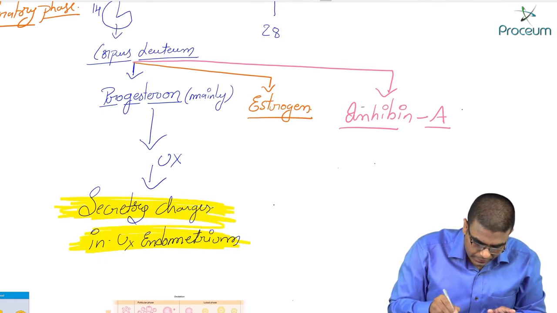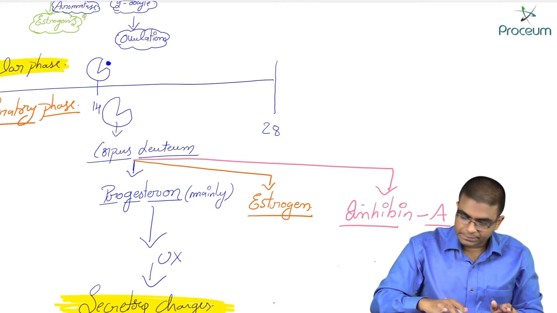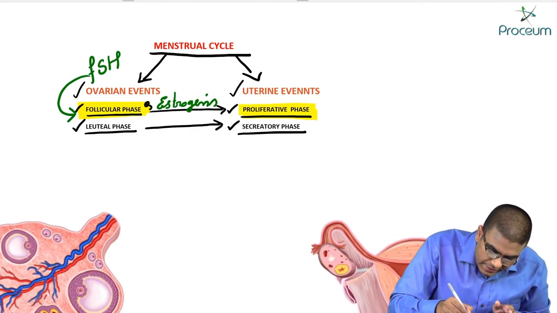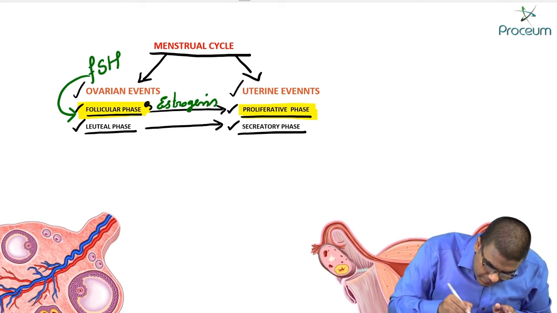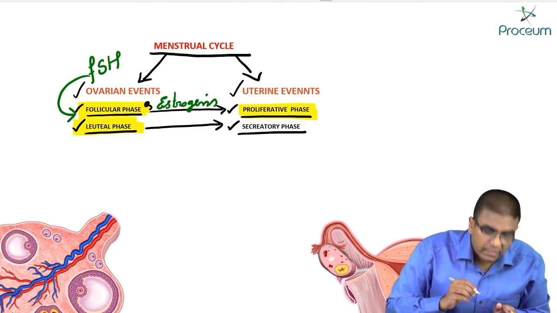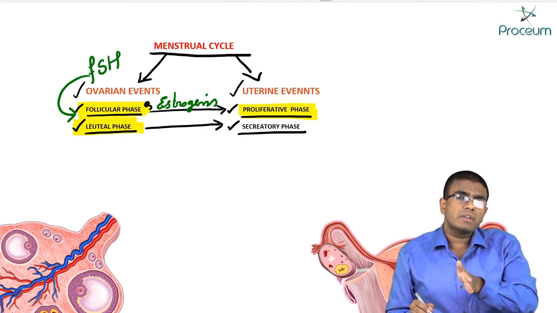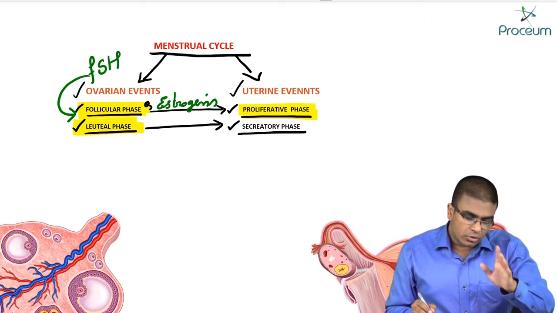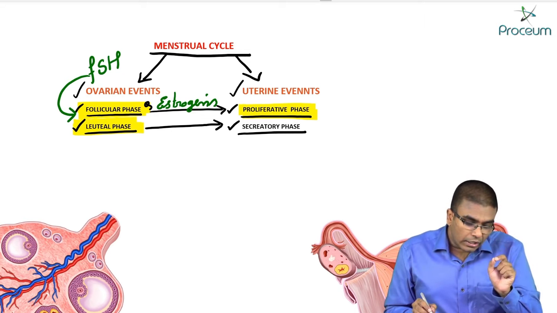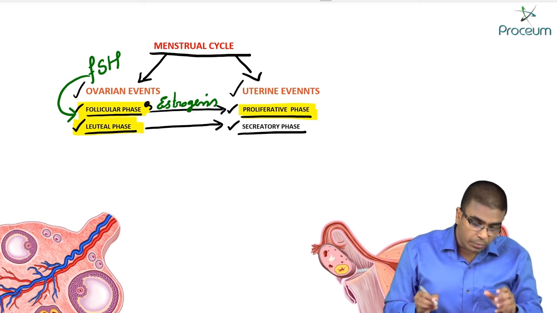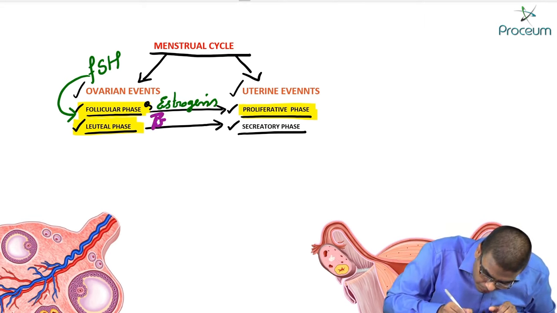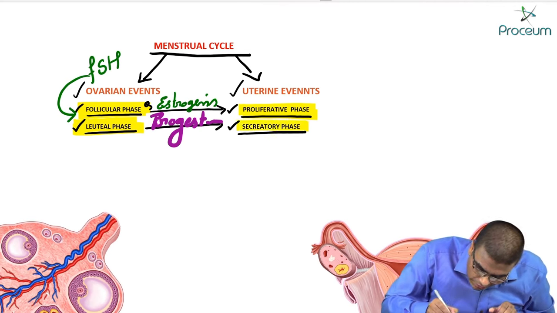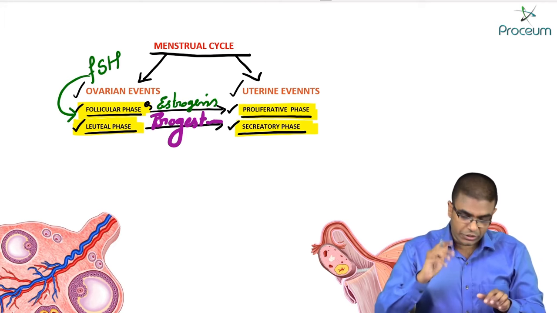Please keep that point in mind. Let's come back to our basics so that you get more clarity. Remember, the second phase is the luteal phase. Why is it known as the luteal phase? Because in the second half of the menstrual cycle, it's the corpus luteum which is producing progesterone. So the second half of the menstrual cycle is known as the luteal phase, because the corpus luteum produces progesterone, and that progesterone brings the secretory changes in the uterine endometrium.